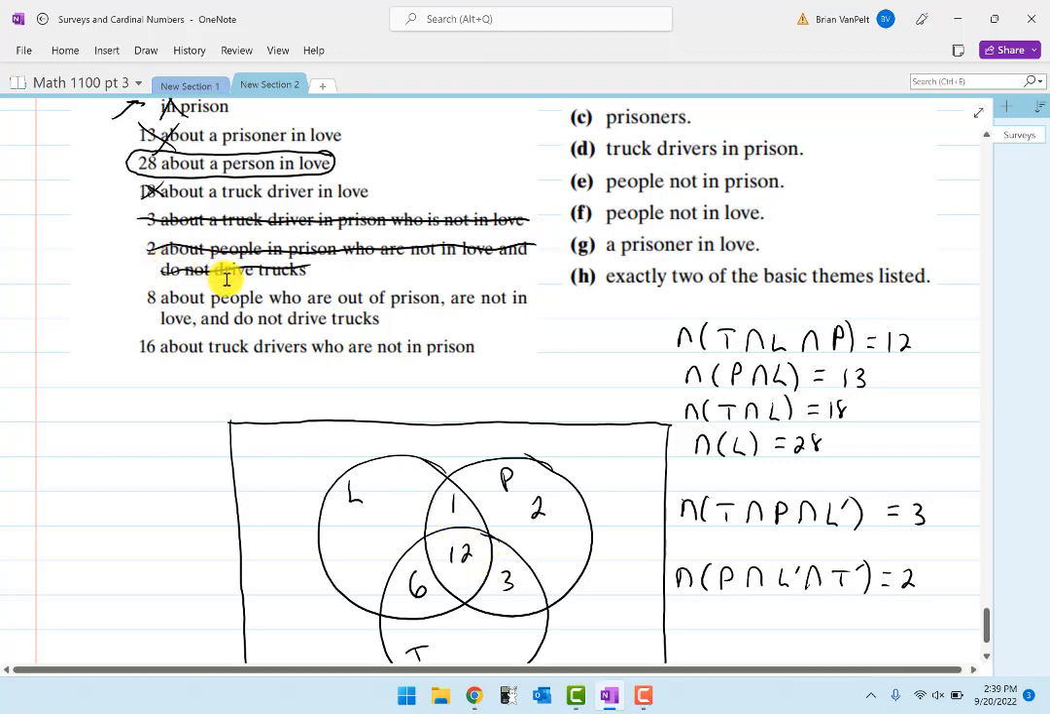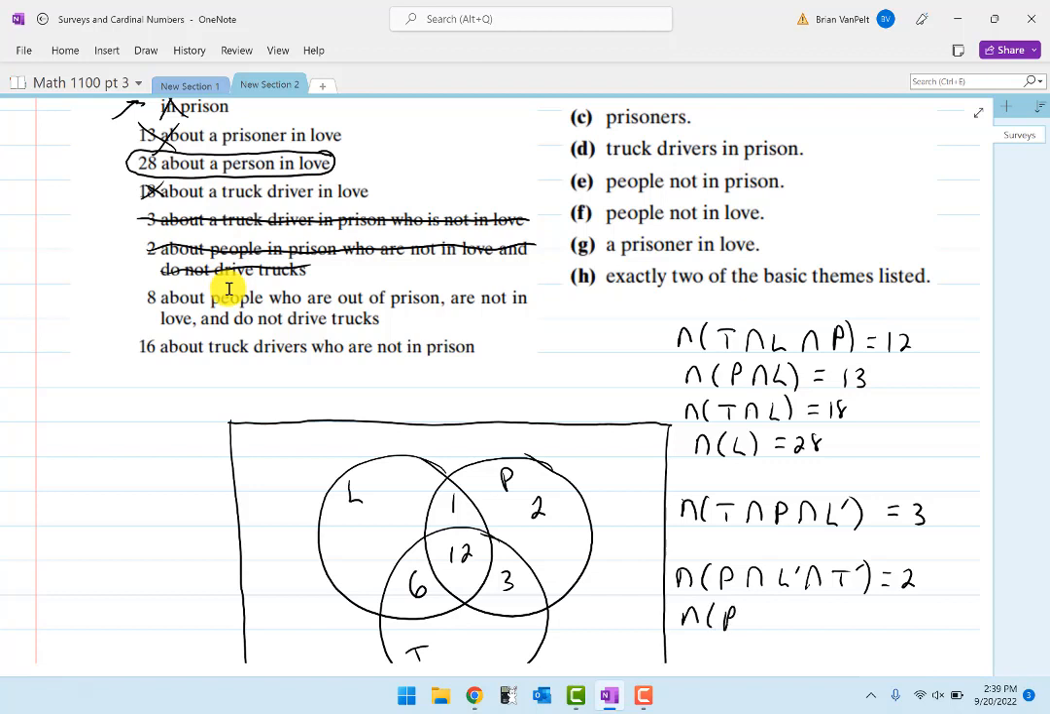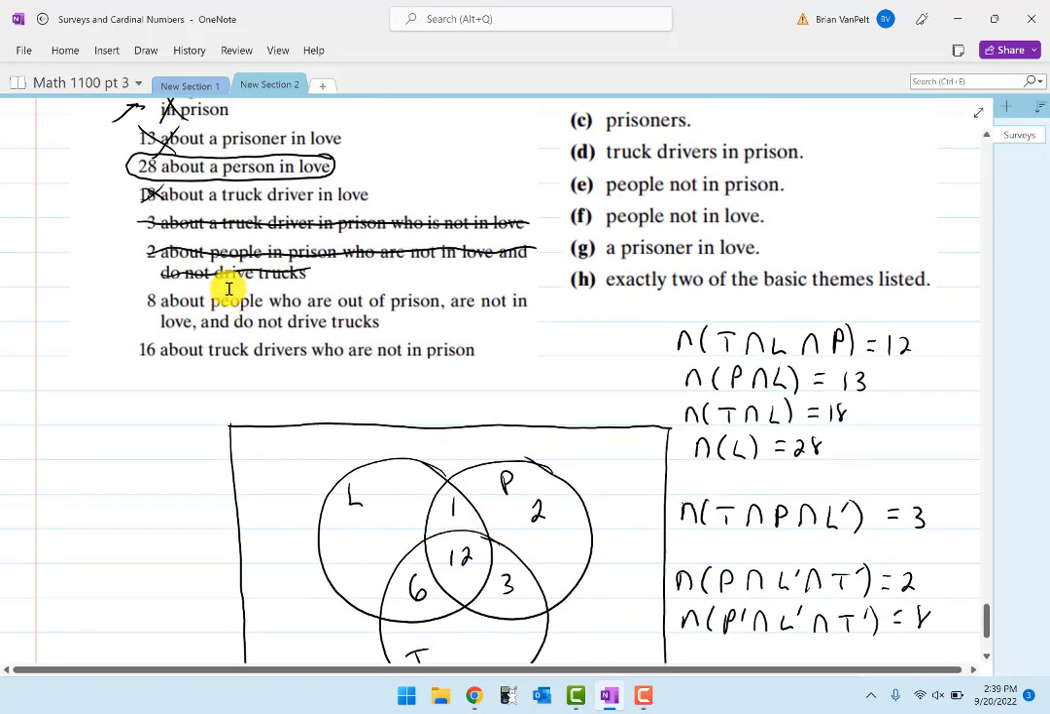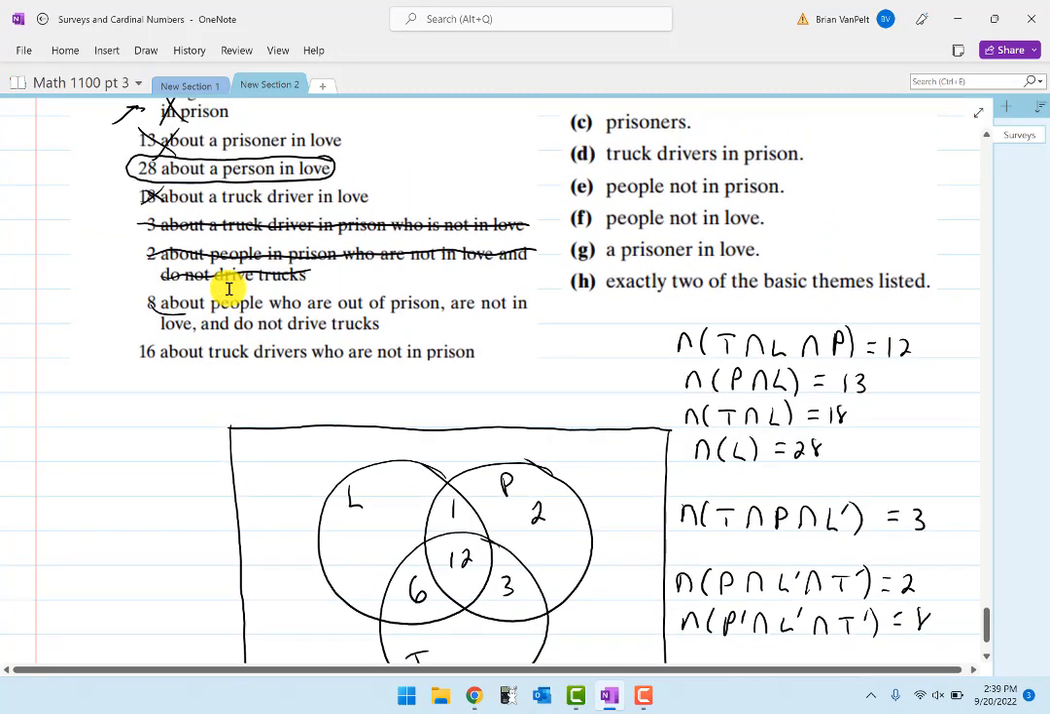8 about people who are out of prison. So they're not in prison. So we've got the number not in prison, intersect not in love, and do not drive trucks, and that is equal to 8. So as we usually do, there will be an 8 out here. I've got just about everything I need.